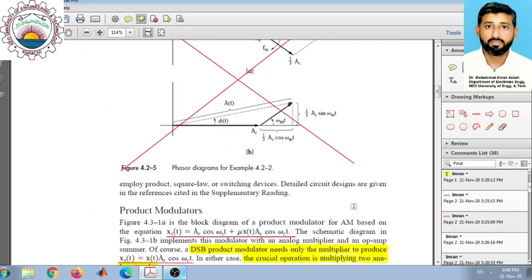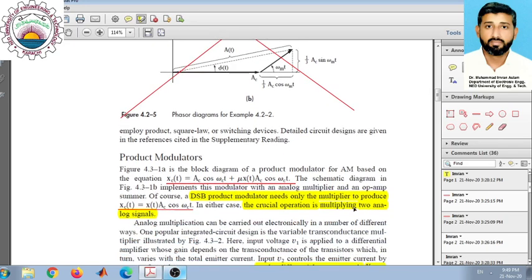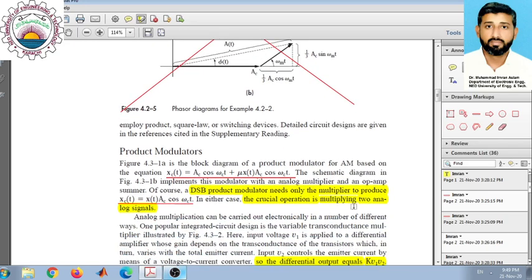The question is, how can we generate the AM signal? In order to understand the basic production or basic circuitry of the AM signal, we should revert our attention to the basic form of the AM modulated signal, which is represented by this expression: x_c(t) is equal to A_c cos(ω_c t) plus μ x(t) A_c cos(ω_c t). This is the basic representation of the AM signal.